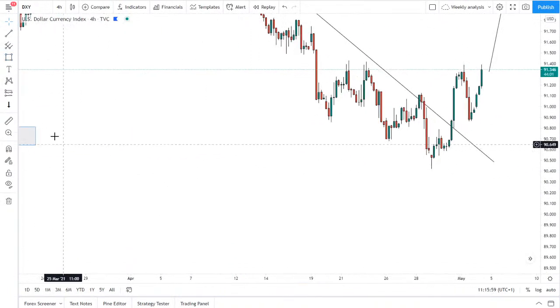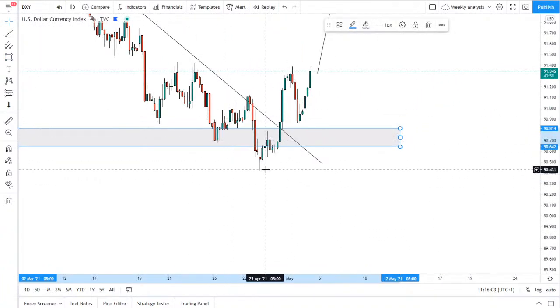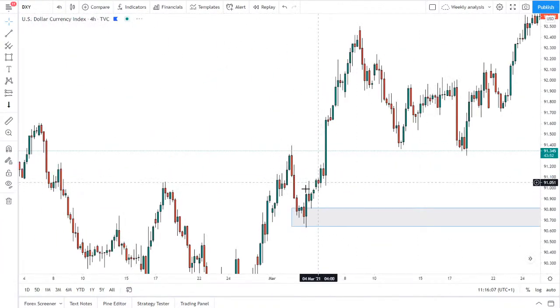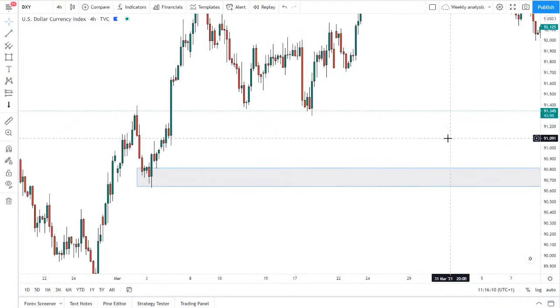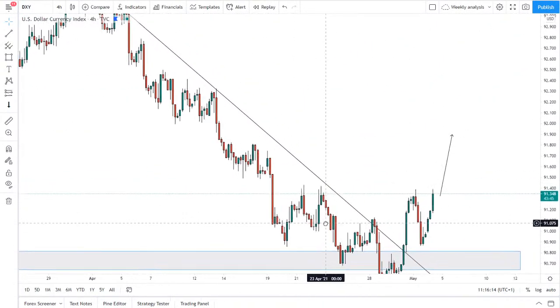So if I just take this across, you see it tapped into it once, false breakout, broke through the trend line, now forming that higher low. And you can see we did get a really big move to the upside from that same area of support, so it does have some value behind it. So I think from the DXY point of view, it looks like we could be seeing a push to the upside.